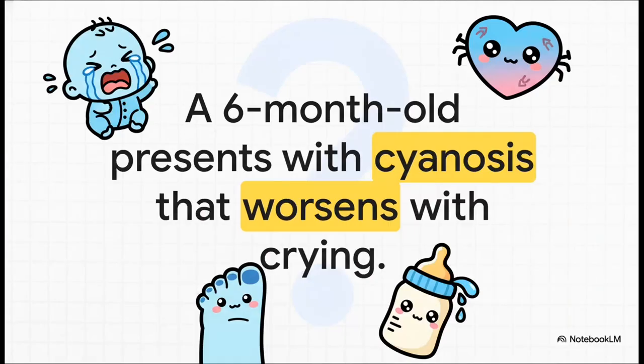So let's kick things off with a classic case. Picture this. A 6-month-old is brought in. The baby has a bluish tint to their skin, cyanosis, and it gets way worse when they cry or try to feed. This specific clinical picture should immediately make a big diagnosis flash in your mind. By the time we're done here, you'll know exactly why this screams Tetralogy of Fallot.